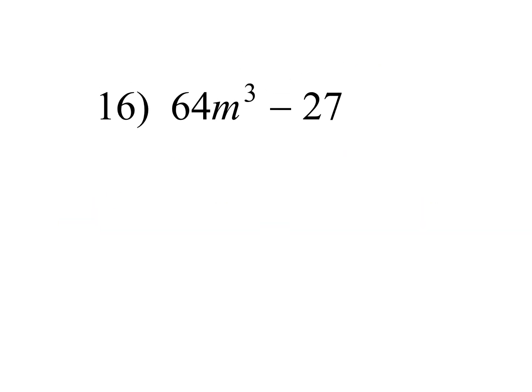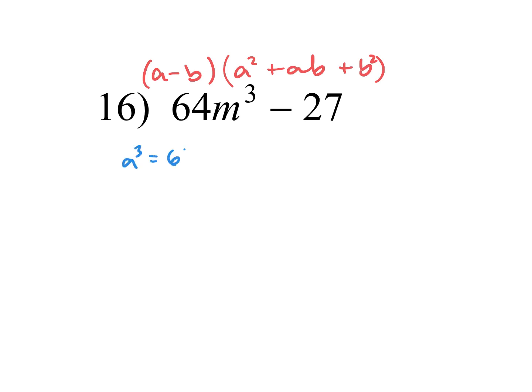All right, what's my formula that I use? Perfect. A minus b times a squared plus ab plus b squared. So if a cubed is 64m cubed, what is a? 4m. So everywhere I have an a, I plug in 4m. If b cubed is 27, what's just b? 3. So everywhere I have a b, I plug in 3.